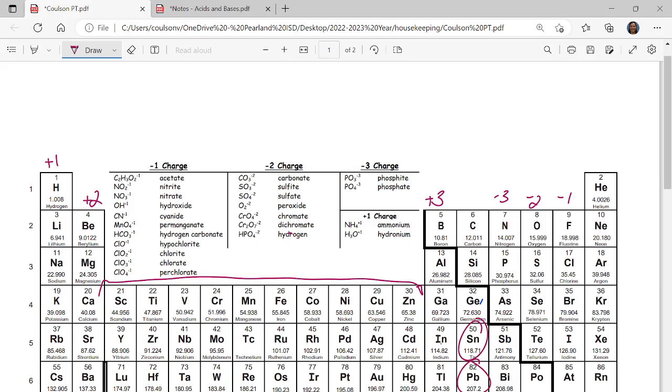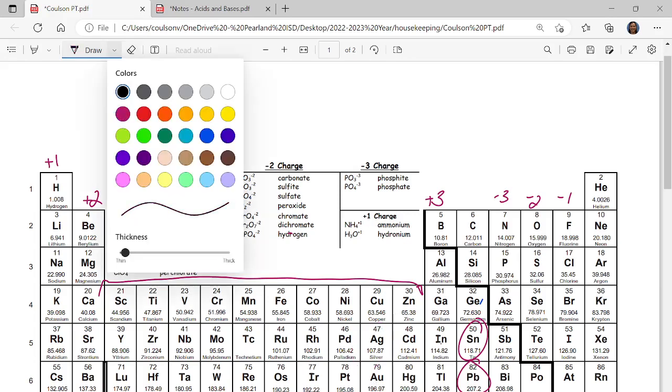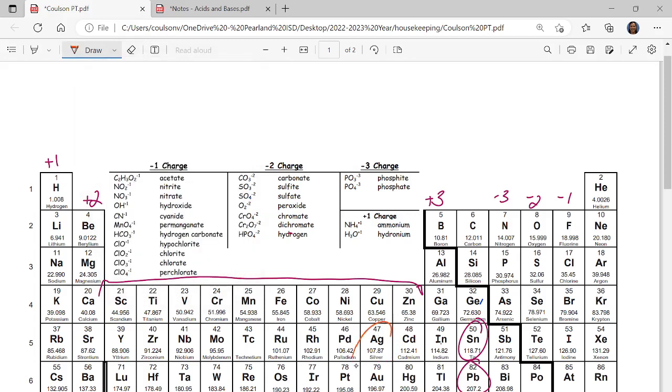Do you remember our exceptions? Silver, cadmium. Silver, which is here. I'm going to do this in a different color so they're different. This is also a good review for your final. So silver and cadmium and zinc. They don't need Roman numerals because their charges are set.